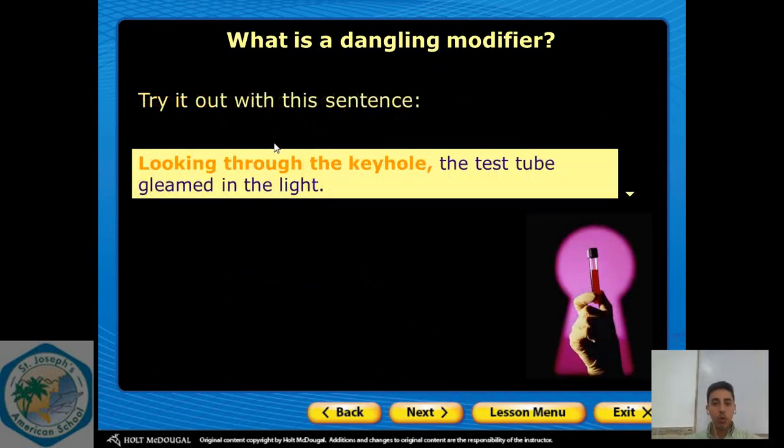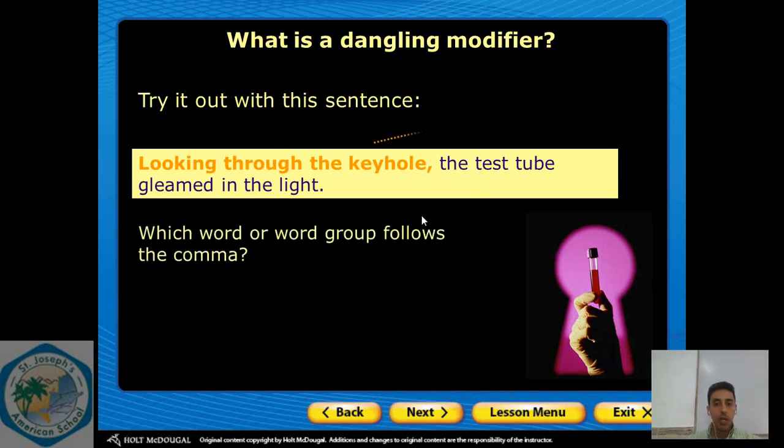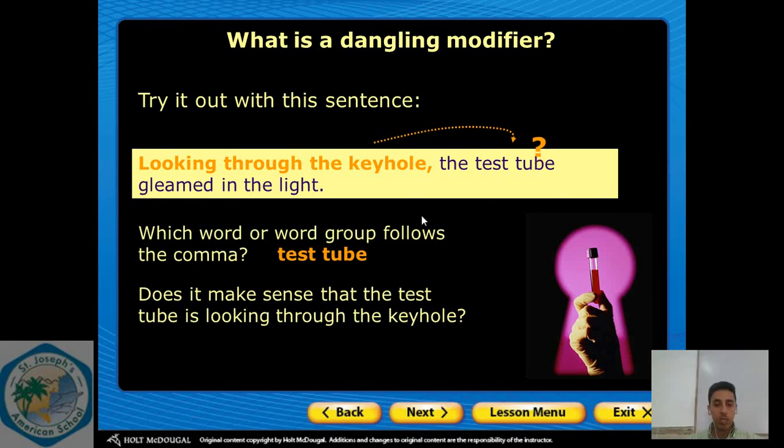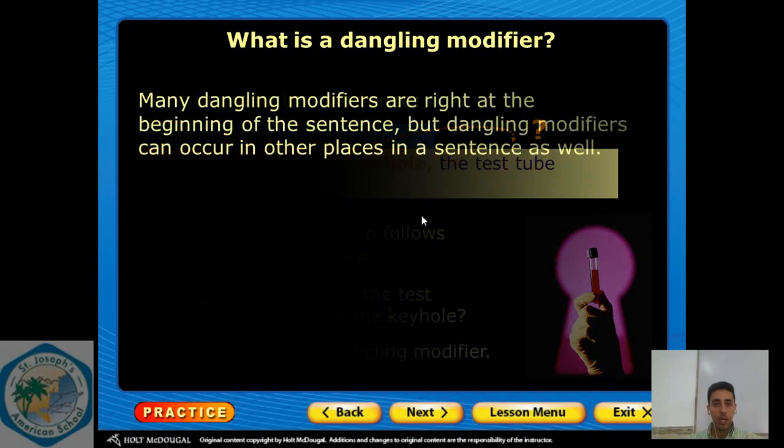Here, look at this one and ask yourself, is it correct or not? "Looking through the keyhole, the test tube gleamed in the light." Who is looking through? The test tube is looking through the keyhole? Are you serious? No, it doesn't make sense, so it's dangling.